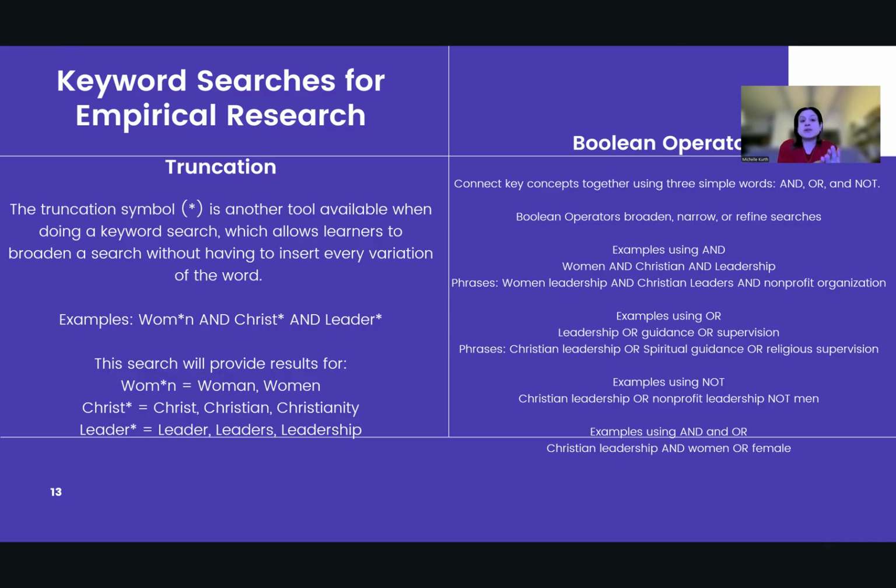So one way you can do this is through something called truncation. The truncation symbol is that little asterisk. You can see it there on the left side of the screen. When you're doing a keyword search, you can actually broaden your search without having to insert every variation of the word. So for example, if I wanted to include women or woman, I could put that little truncation symbol where the A or the E would go in that word, and that will pull up women or woman.